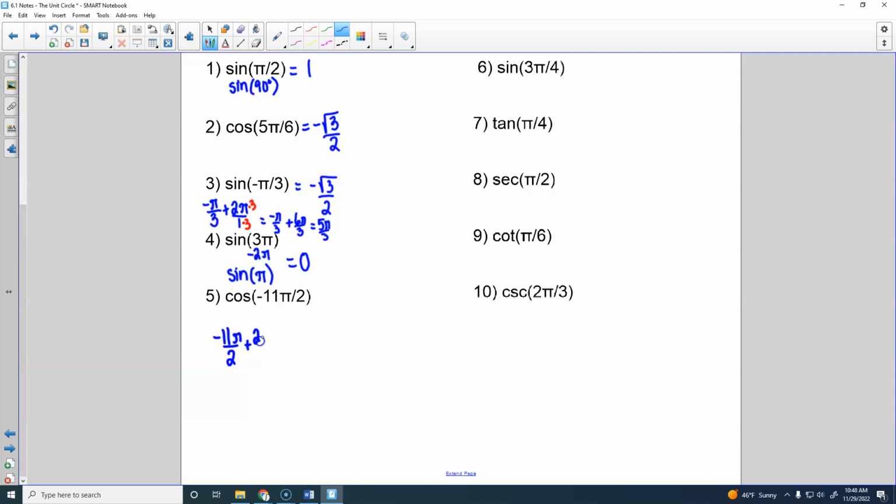If I add 2 pi, to add it, I've got to have common denominators, which means I need to multiply the bottom by 2 and the top by 2. That's a negative 11 pi over 2 plus 4 pi over 2. And that is going to give me negative 7 pi over 2. Is that on the unit circle?